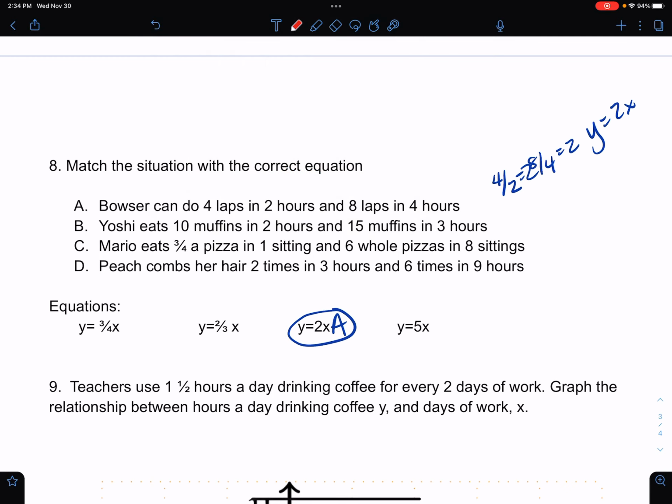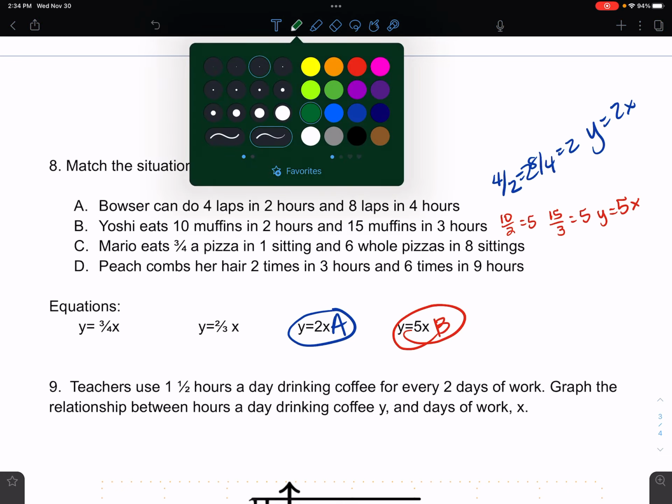I'm going to change colors. That might be easier. Okay, so we're going to put 10 over 2 and 15 over 3. 10 divided by 2 is 5. 15 divided by 3 is 5. So that means my k is 5. So y equals 5x. This one is B. We will change our colors.